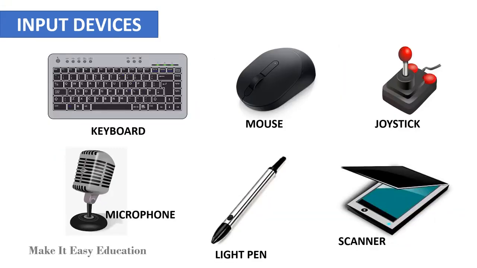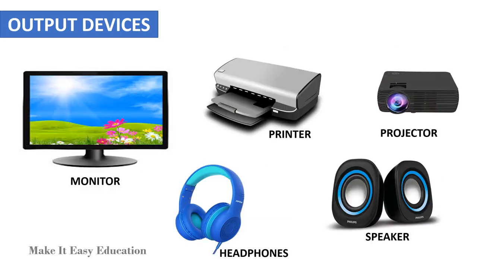Input devices. Input devices are used to give data into the computer. Examples of input devices are keyboard, mouse, joystick, microphone, light pen, scanner. Output devices. Output devices are used to get information from the computer. Examples of output devices are monitor, printer, projector, headphone, speaker.